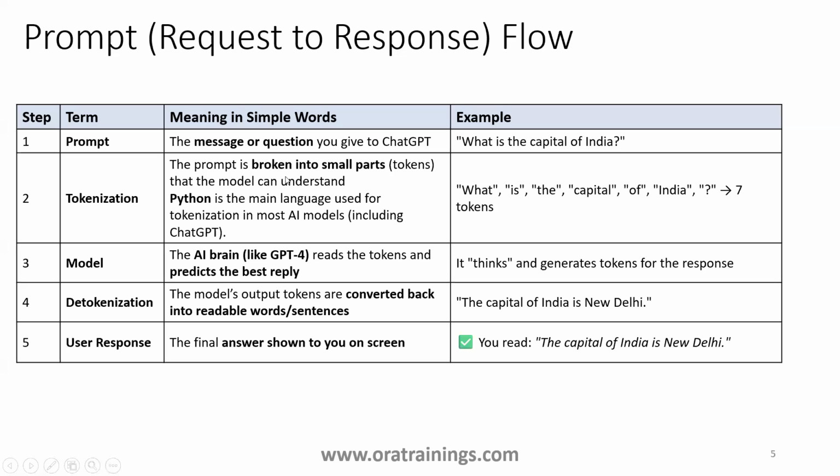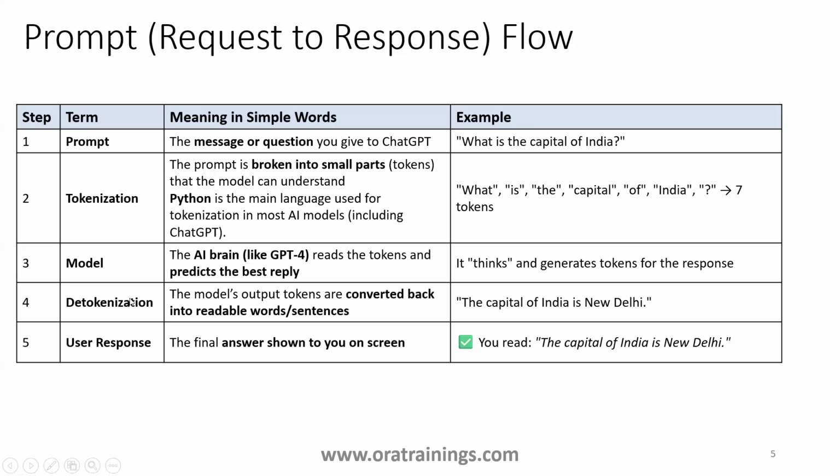It is just dividing your input into multiple tokens. It is dividing the input which I provided, which is a 6-letter word, maybe a 7-letter if you consider the question mark also. Generally, most of the time, Python is one of the languages used for dividing your input into tokens. Then this tokenized content will be passed as an input to the model. It's like a brain which processes your input. It thinks and generates tokens for the response. Then it provides the response tokens. So you provide the input tokens, the model processes them, and it provides tokens as output.